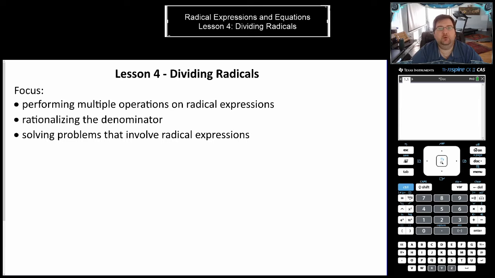Today we're going to be continuing our unit on radical expressions and equations. This is lesson 4 where we're going to be looking at dividing radicals, and today we're basically just going to be focusing on performing multiple operations on radical expressions, rationalizing the denominator, and then finally solving problems that involve radical expressions. So let's get started.